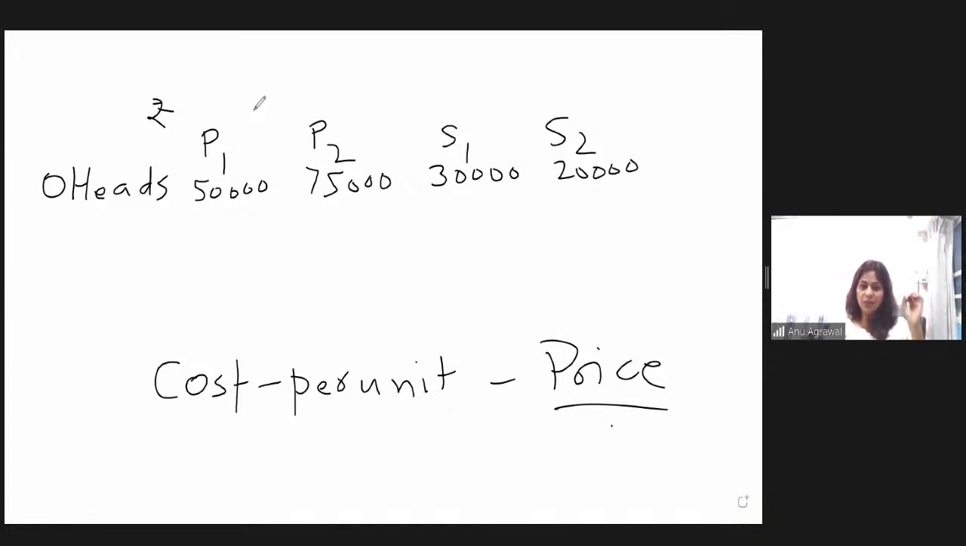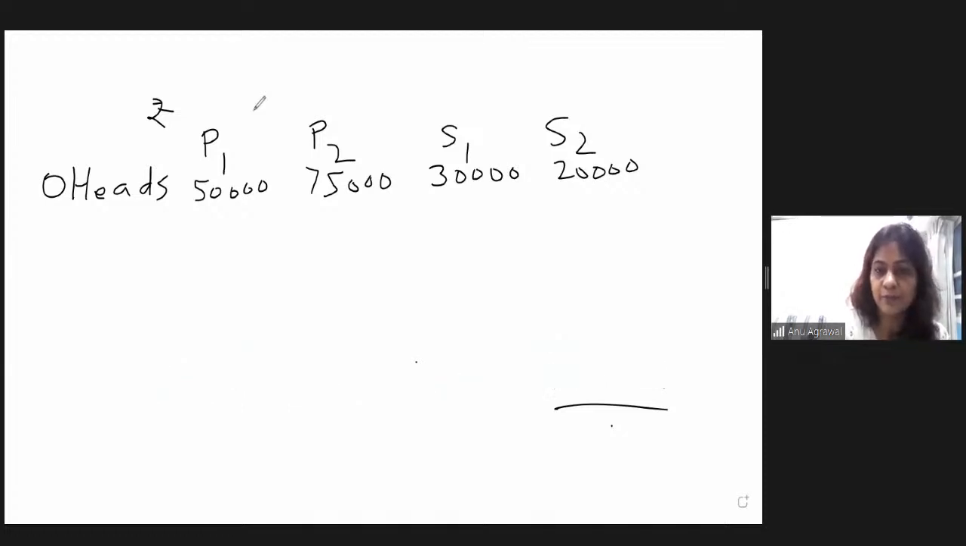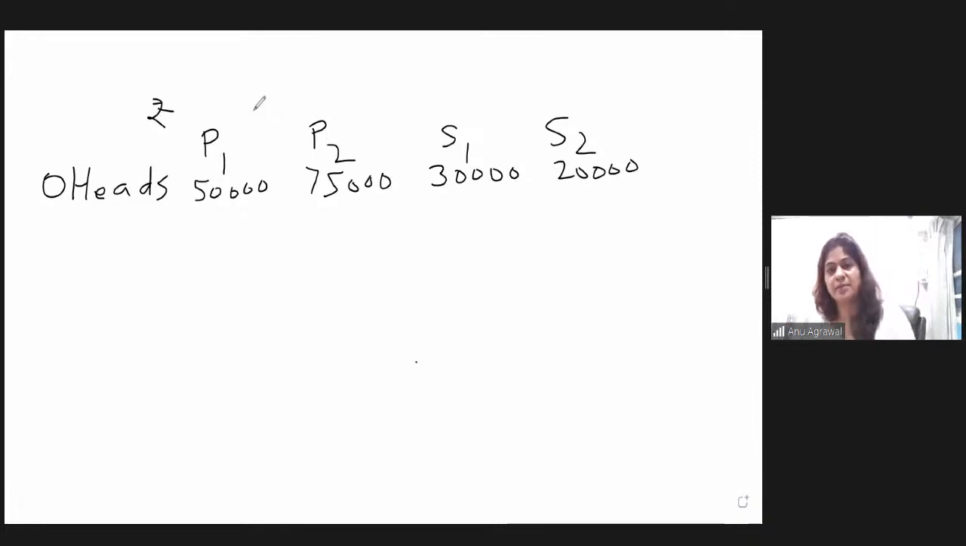Once I know the cost, pricing may depend upon what kind of environment I am in, a perfect market or an imperfect market. That's a separate issue which we are going to study in CFI. So the prime reason for costing is that we need to find out cost per unit because we need to price a product. Now, production is only happening in P1 and P2. S1 and S2 are service departments.